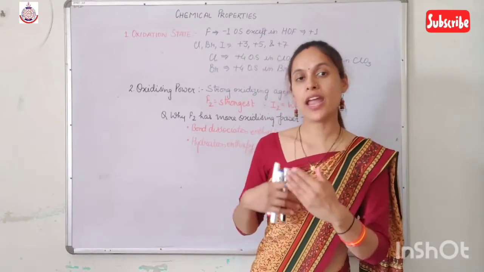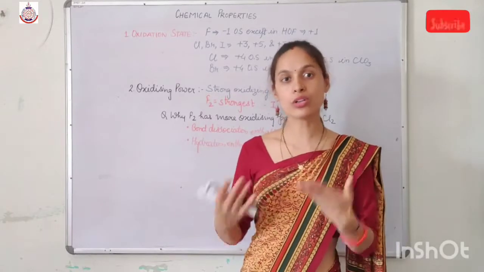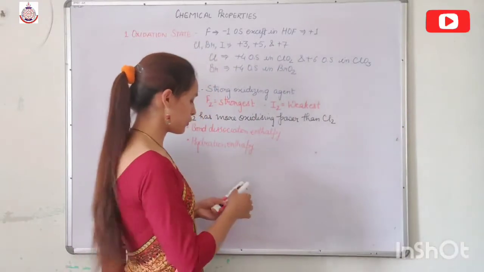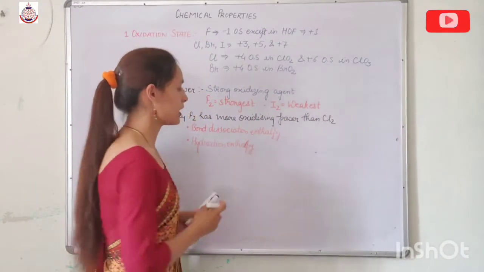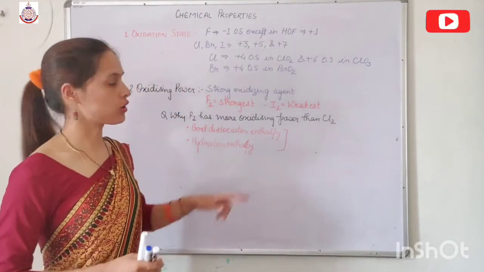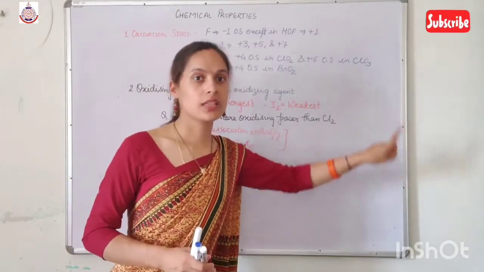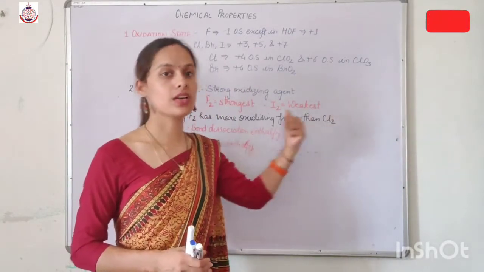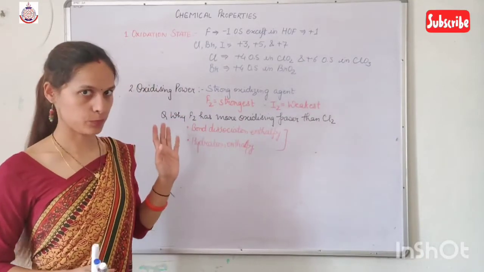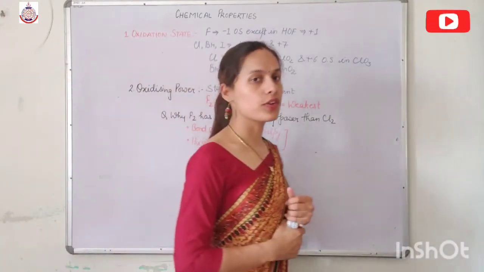So in the case of F2, we get a stronger bond as compared to Cl2, and the bond dissociation enthalpy of F2 is smaller than that of Cl2. Because of these two reasons, the oxidizing power of F2 is more than that of Cl2, though the electron gain enthalpy of Cl2 is less negative than, sorry, more negative than that of F2. Clear?